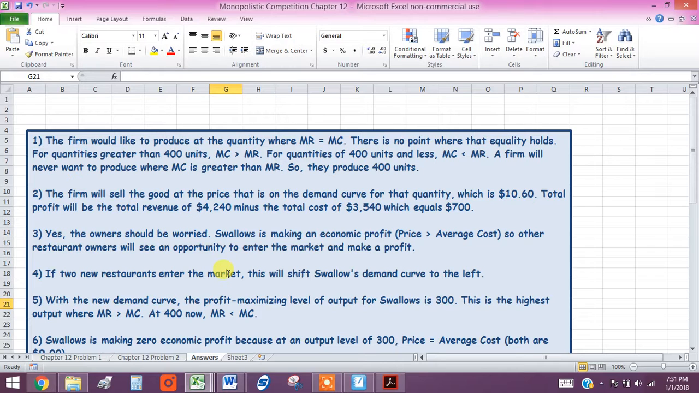Yes, the owners should be worried. Swallows is making an economic profit. Price is greater than average cost. So other restaurant owners will see an opportunity to enter the market and make profit. Okay, number 4.